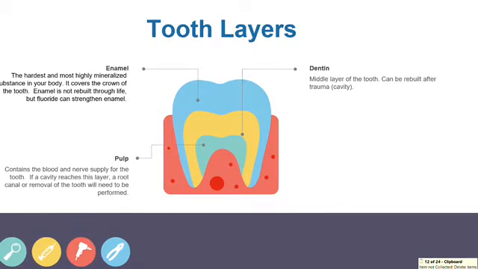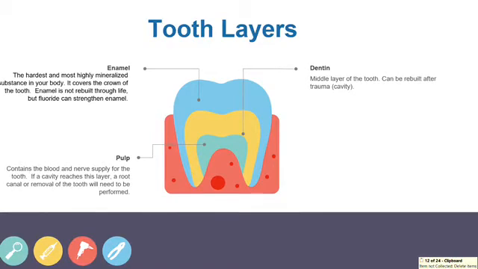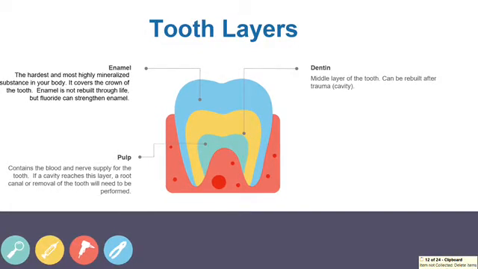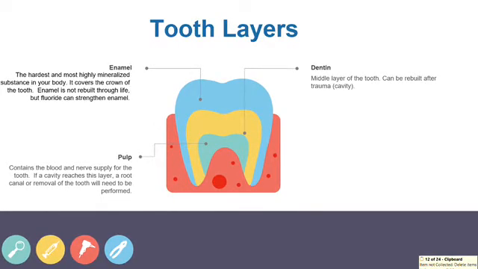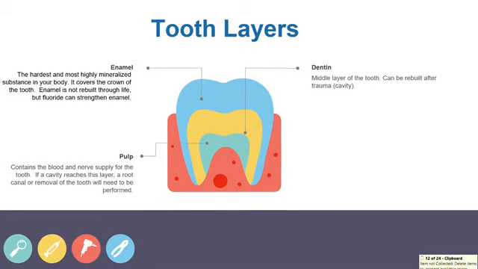The middle layer of the tooth is called the dentin. Dentin is not nearly as strong as enamel, and dentin can rebuild itself. But destructive bacteria need to be removed from the dentin by the dentist first before that dentin can start rebuilding itself. And the innermost layer is called the pulp of the tooth. It's a chamber that contains the blood supply and nerves of the tooth. When cavities reach this area of the tooth, a root canal or tooth extraction has to be performed by a dentist.